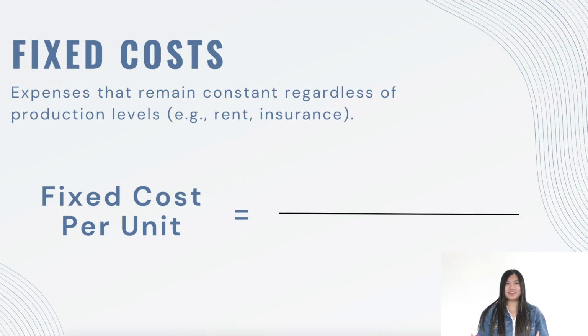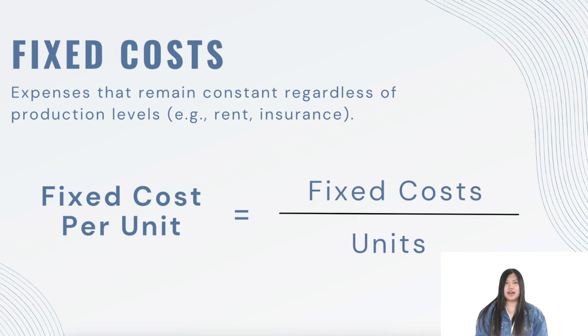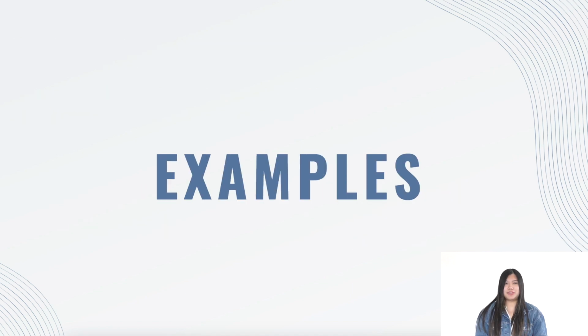Let's talk about this slide, fixed cost. What is a fixed cost? A fixed cost is an expense that remains constant regardless of production levels. Fixed costs do not fluctuate with changes in production, output, or sales volume. The formula for fixed cost per unit is fixed cost divided by the units. Now, in the next slide, let's talk about examples.